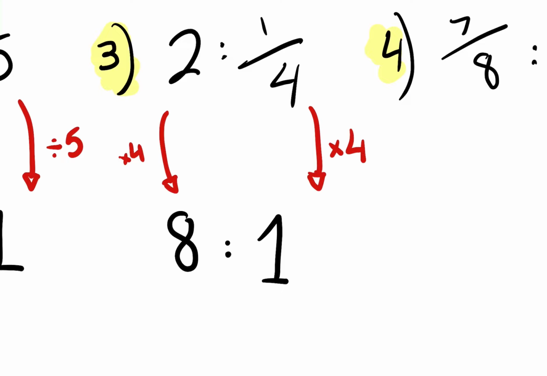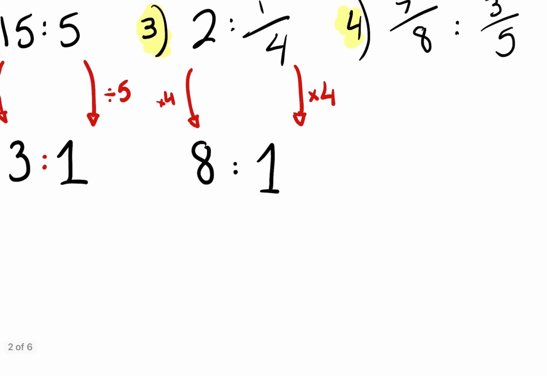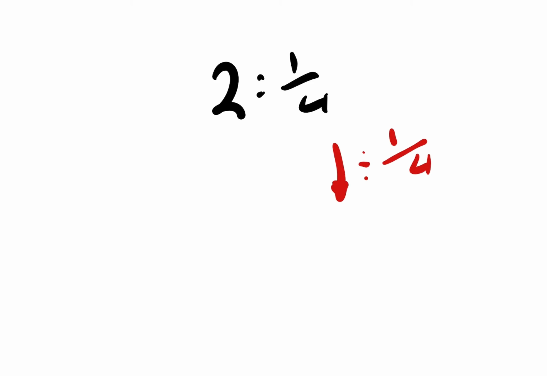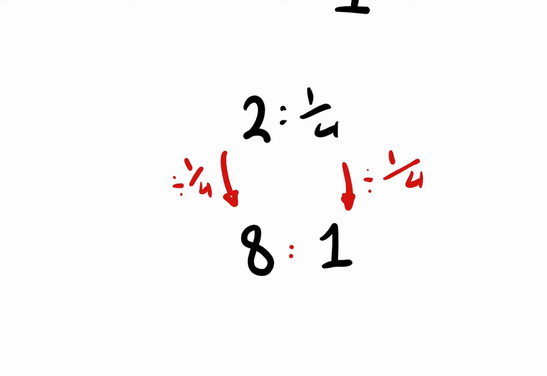And there is a second method, and let me just show you how that works. You can also do 2 to a quarter. You can also divide it by a quarter, because 1 quarter divided by a quarter is 1, and 2 divided by a quarter is also 8. We'll change the color, 8 to 1. That's another way you can do it.